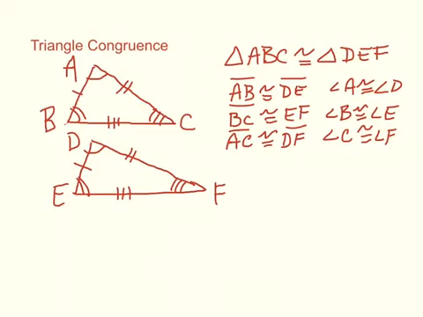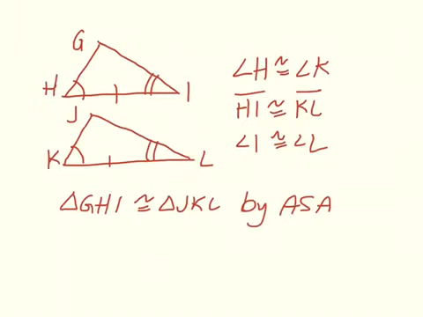But we do have some shortcuts. The first shortcut is if I can prove that an angle, a side, and an angle are congruent to an angle, a side, and an angle in another triangle, then the 2 triangles must be congruent. Notice I only have to prove three things are true. I don't have to prove all 6.